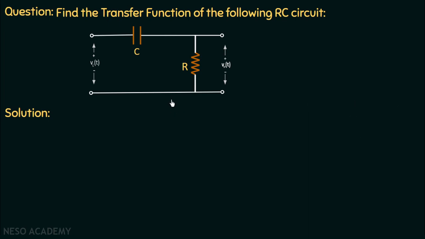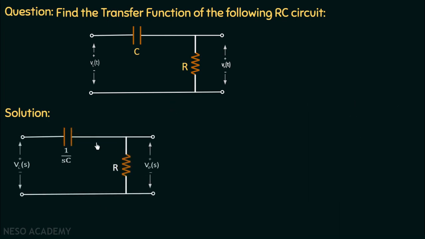The Laplace equivalent of this circuit is given by this circuit. The Laplace equivalent of the capacitor is 1 over sC, the Laplace equivalent of the resistor is R, the Laplace equivalent of Vin(t) is Vin(s), and the Laplace equivalent of Vout(t) is Vout(s). Now we need to find the transfer function, which is the ratio of the Laplace transform of output to the Laplace transform of input. For that, we need to find the output voltage measured across this resistor, and then we will take the ratio Vout(s) over Vin(s) to find the transfer function.